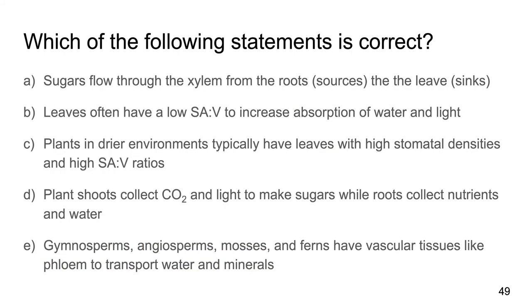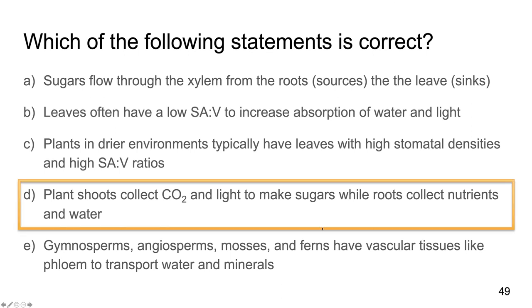Okay, which of the following statements is correct? All right, if you said plant shoots collect CO2 and light to make sugars while roots collect nutrients and water, that is correct. So let's look at this first one. Why is this one wrong? Sugars flow through the xylem from the roots to the leaves. Okay, so first of all, sugars flow through the phloem, not the xylem, and they go from the leaves, which are sources, to the roots, which are sinks. So this is wrong for several reasons.